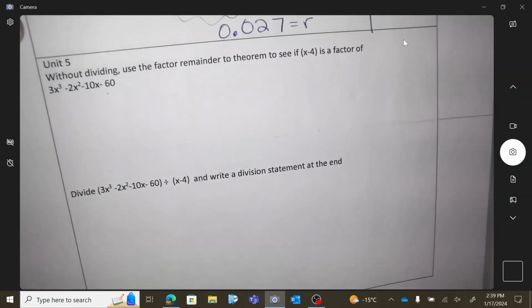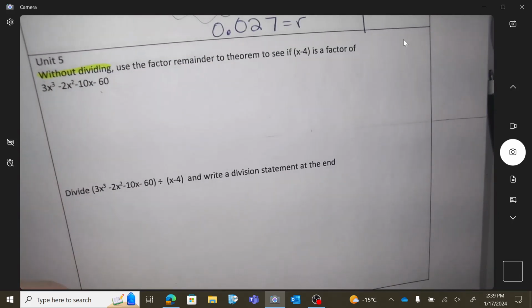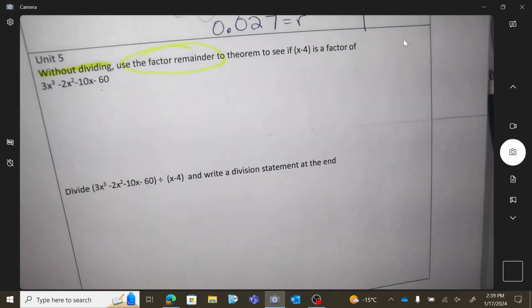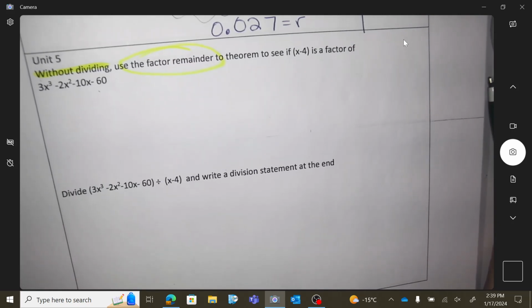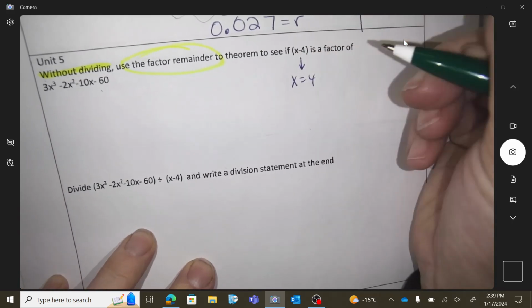Okay, so this one says, without dividing, use the factor remainder theorem. So you have to know what that is. And that's just plug in the number to see what you get out. So what is the root number? 4. The root number is 4.